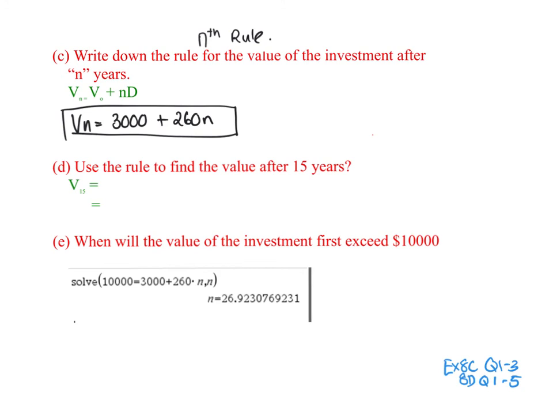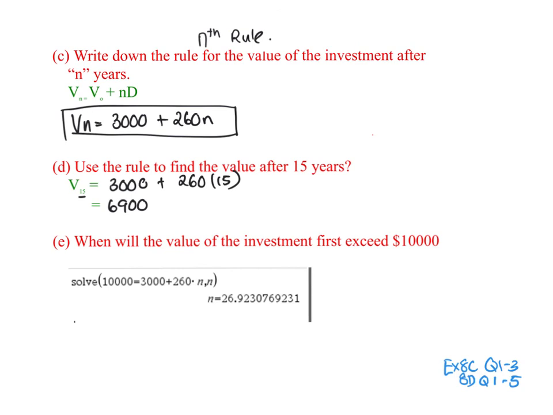Now, it says find the value when n is 15. So if n is 15, when I use that rule, I go 260 times 15, and then we get our answer of 6,900. That's all you're doing. You're just subbing whatever n value you have into the formula.